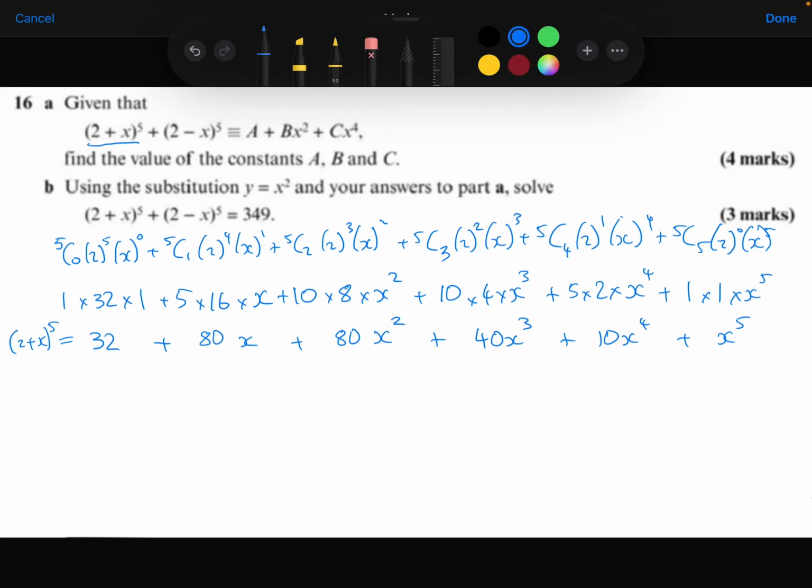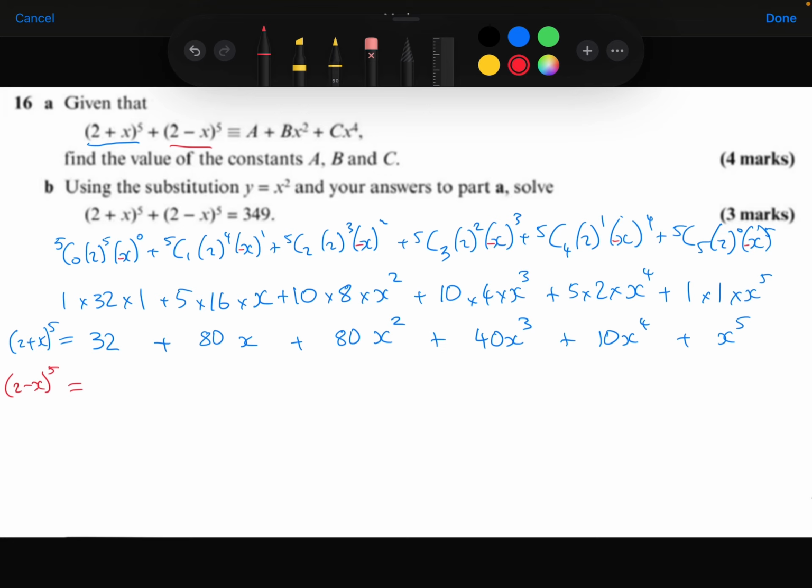Now what about the (2 - x)^5? Well, I'm not going to start from scratch here because it is identical to what I just worked out previously, but the only difference is there's a minus x there. So if I just go back to my previous expansion and make each of these a minus x now, I can hopefully see what the difference will be.